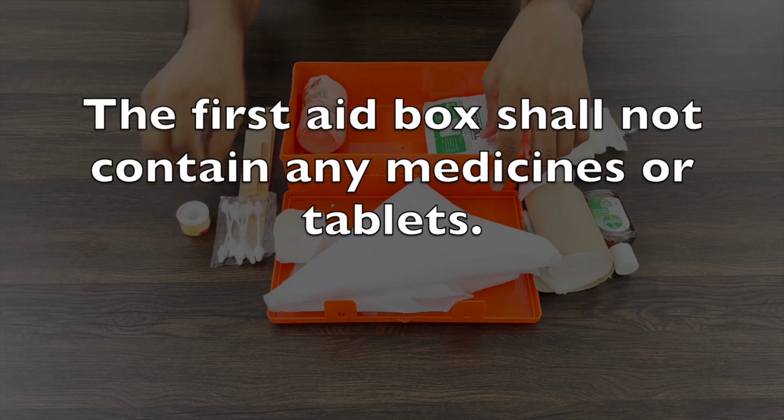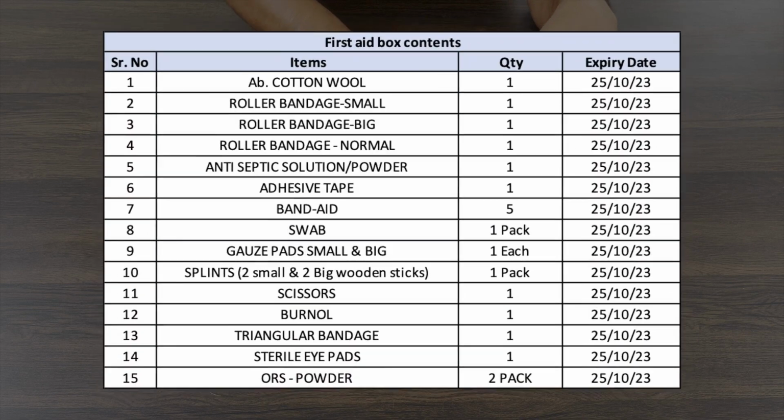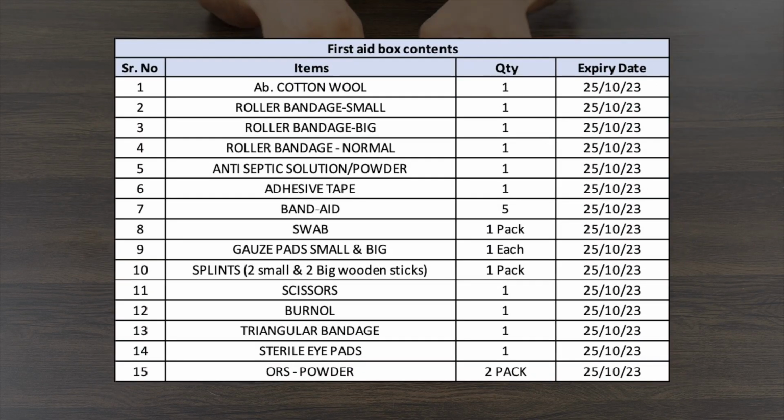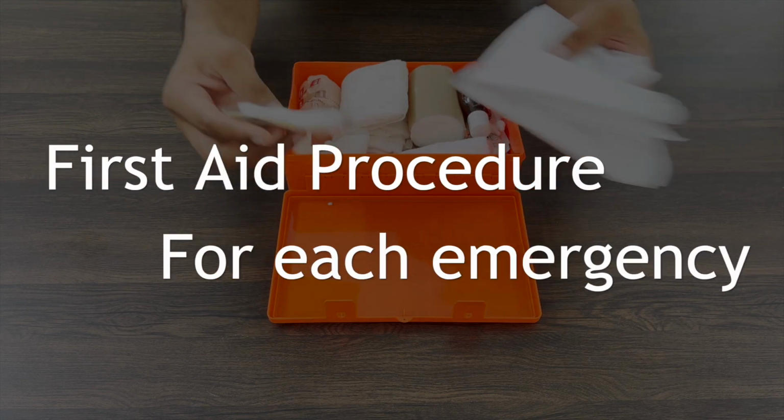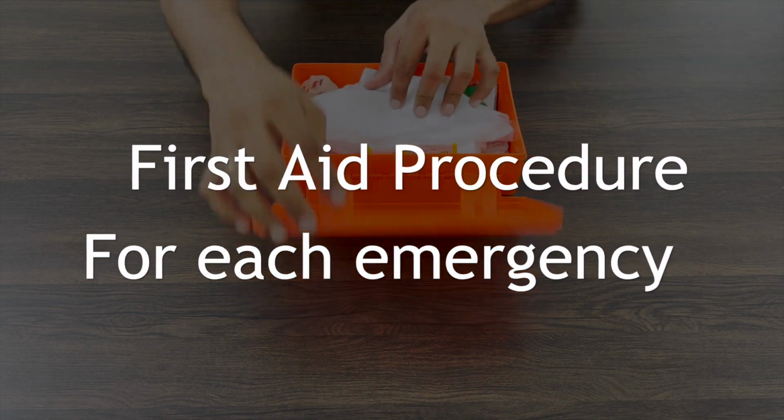The first aid box shall not contain any medicines or tablets. It is always recommended to maintain a list of items in the first aid box as shown, which includes the expiry date and quantity of the items. Now, we will understand how to provide first aid for each of the emergency conditions.